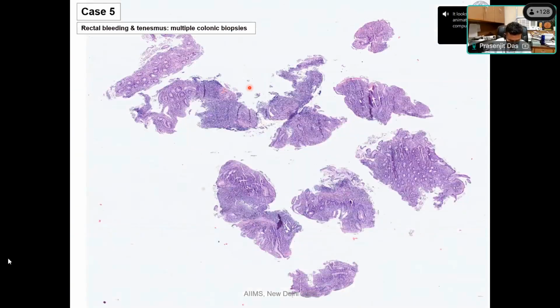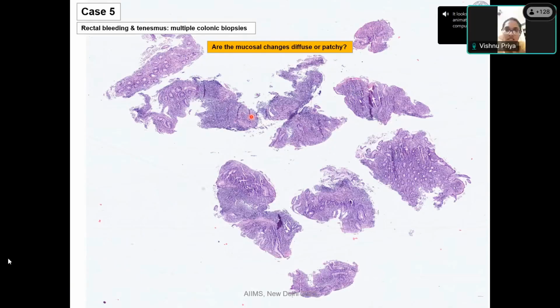So Vishnupriya, can you very quickly tell us? Yes, sir. Related to the previous case, there is a question: what about the possibility of granulomas in draining lymph nodes? Yes, but we are discussing today the endoscopic mucosal biopsies.